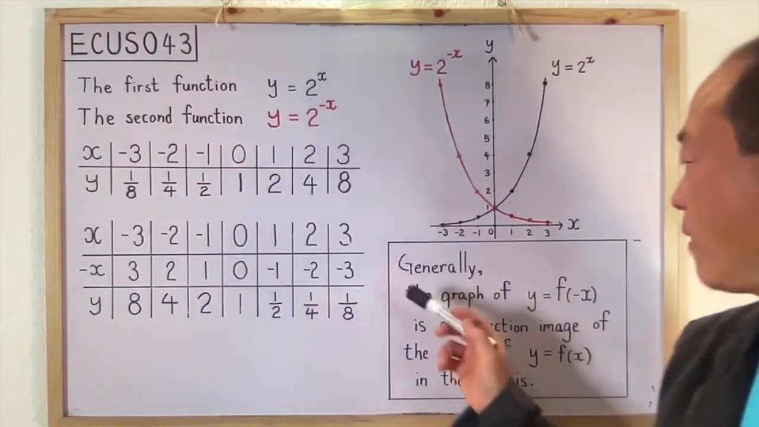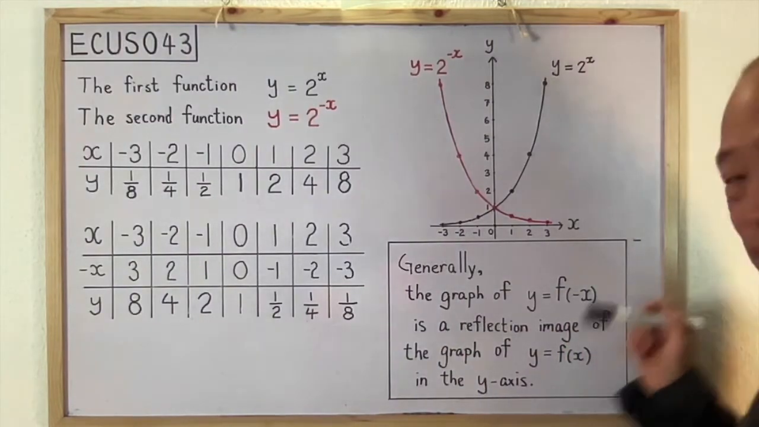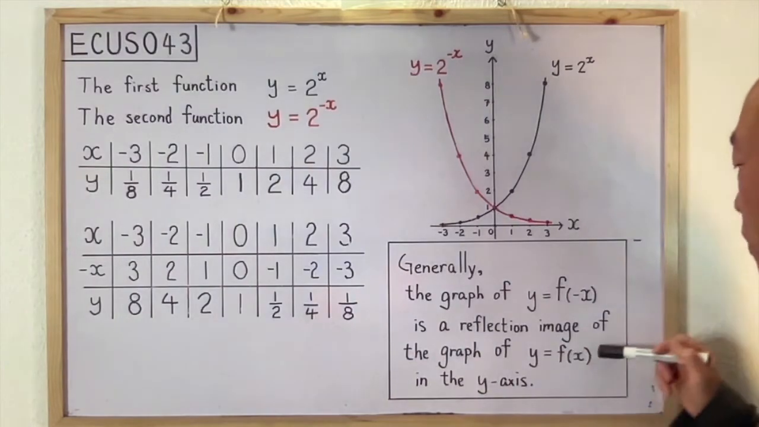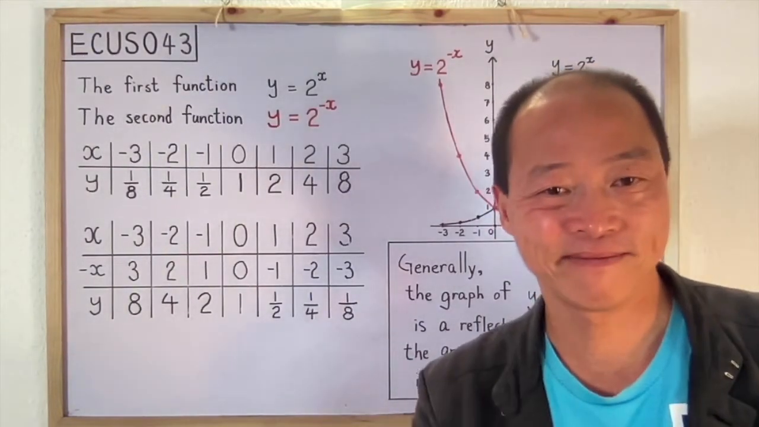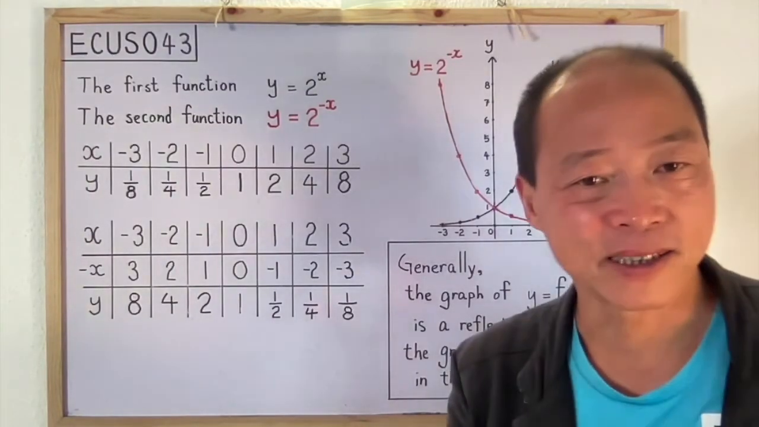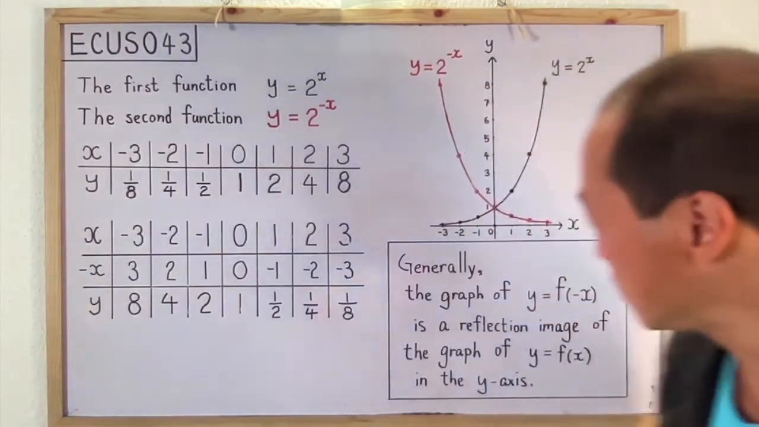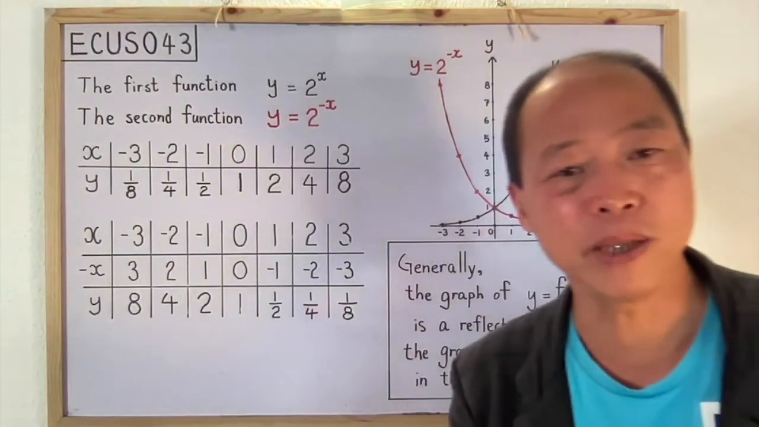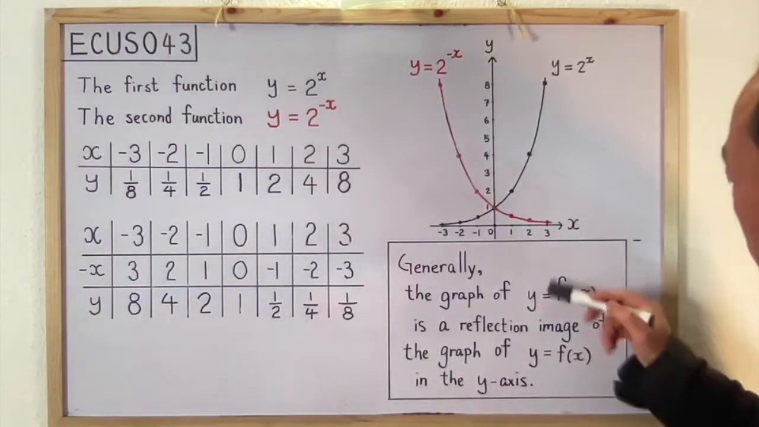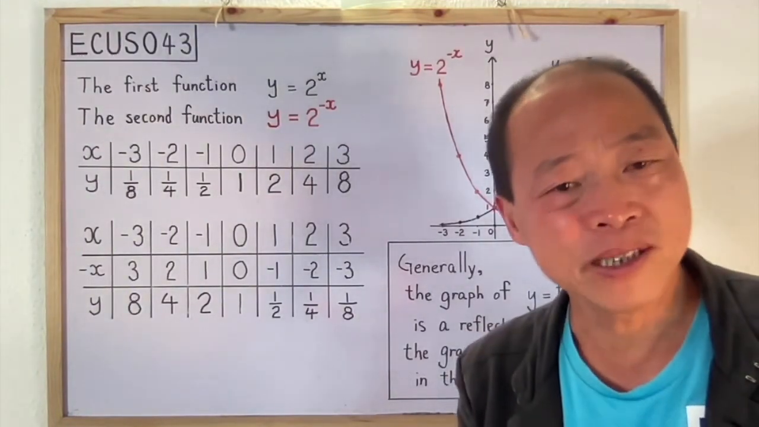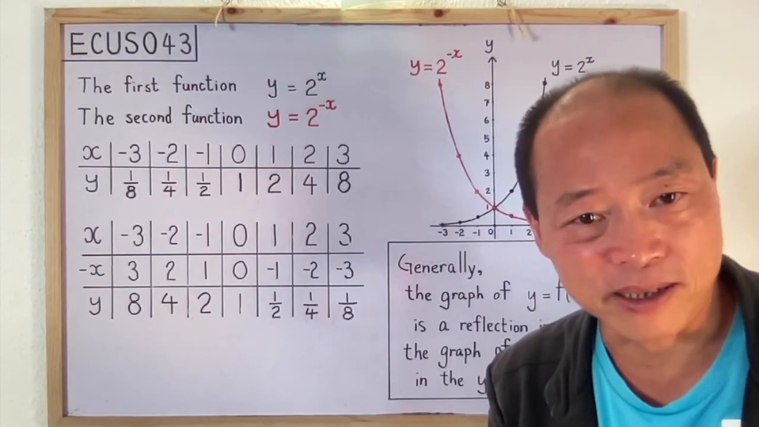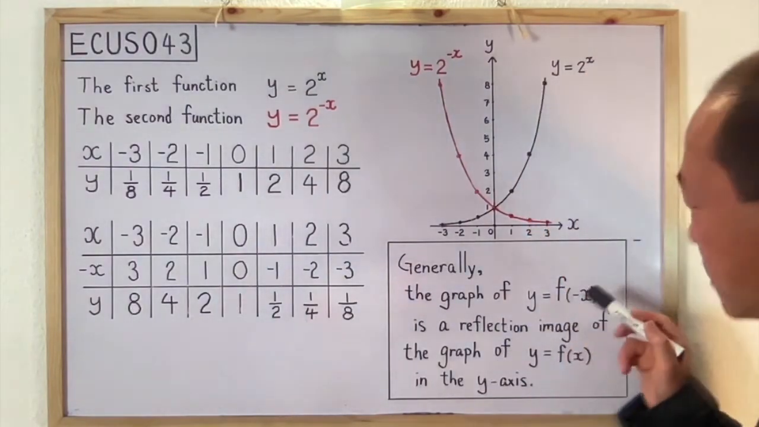Generally, the graph of y equals f of minus x is a reflection image of the graph of y equals f of x in the y-axis. Some of you may find it hard to understand f of minus x. Before you understand it, you have to understand f of x. What does it mean? It means an expression of x. And what does f of minus x mean? It means that in this expression, whenever x appears, it has to be changed to minus x.